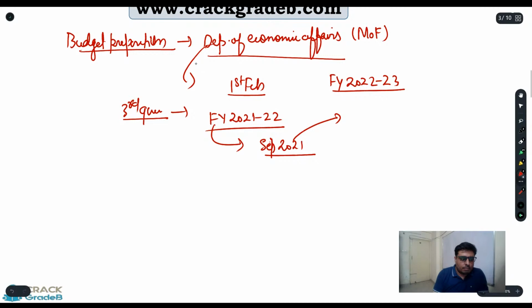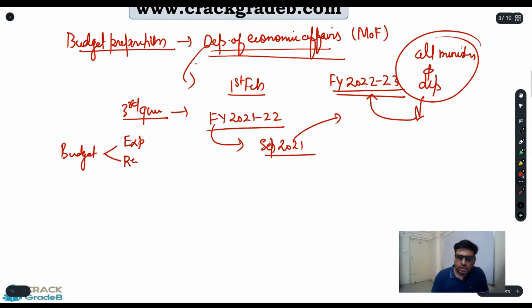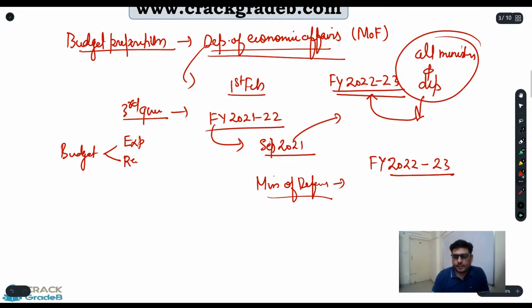I told you the budget basically has two things: expenditure and receipts. When the process starts, the Department of Economic Affairs will send a letter to all ministries and departments asking how much money they need for the upcoming financial year. Suppose you are the Minister of Defense and the Economic Affairs Department asks you how much money you need for financial year 2022-2023.